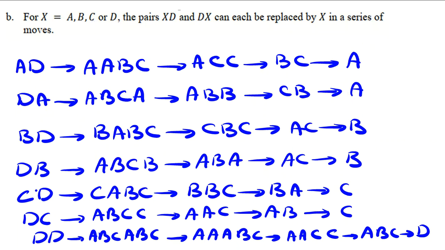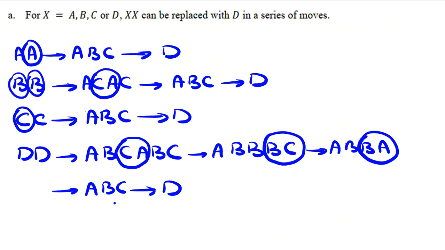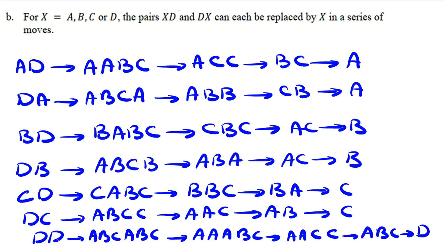So BD, DB, CD, DC, DD, DD are the same, so you need to only check DD. And in the first part, part A, we proved that from DD you can reach D. So you can copy and paste DD from the first part. Now let's consider AD, DA, BD, DB, CD, and DC and prove part B completely.